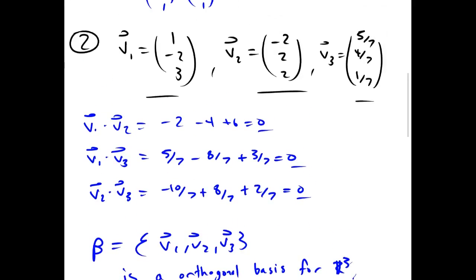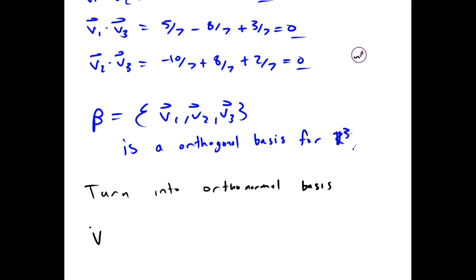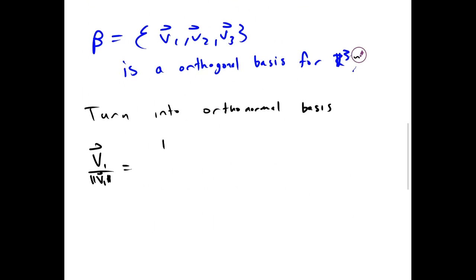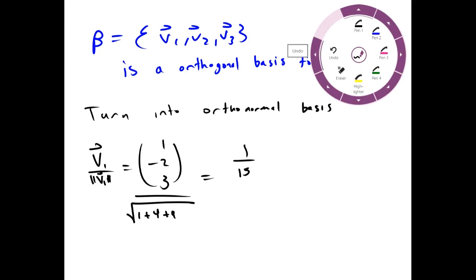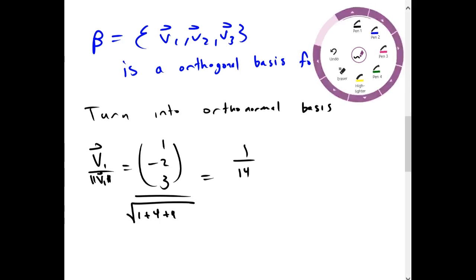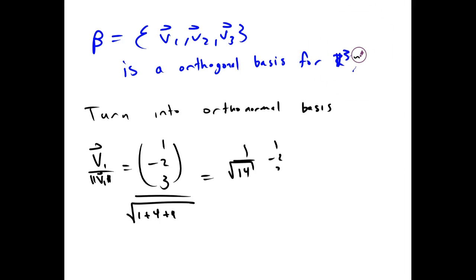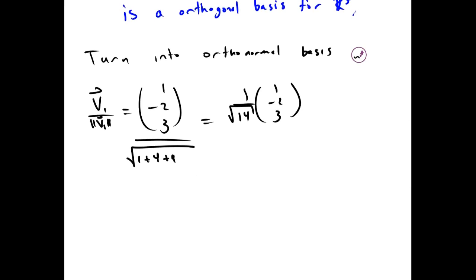The way we do that is we take V1, we divide it by its magnitude. And that is 1, negative 2, 3, divided by the square root of 1 plus 4 plus 9, which is 1 over the square root of 14, times 1, negative 2, 3. So we'll call this W1.